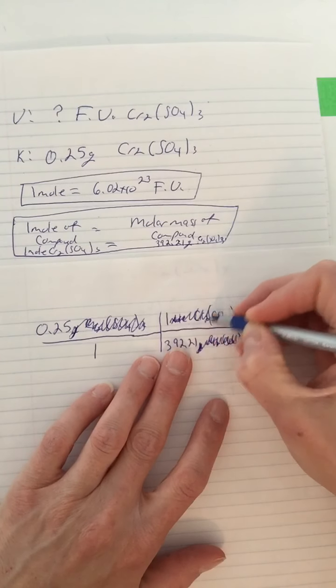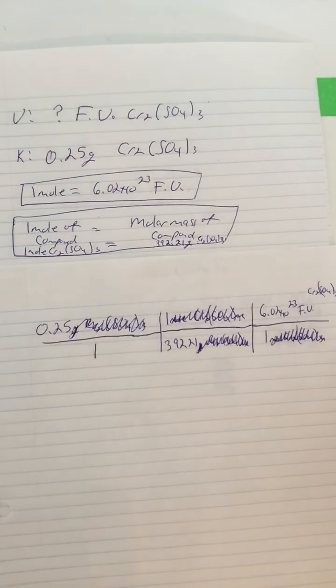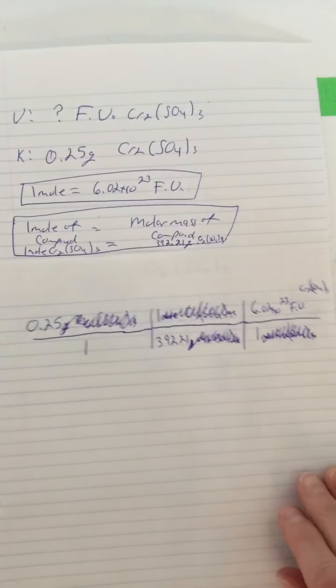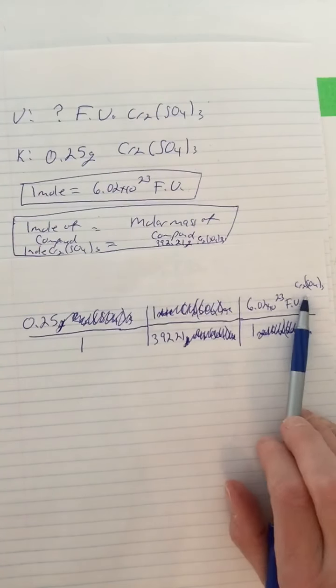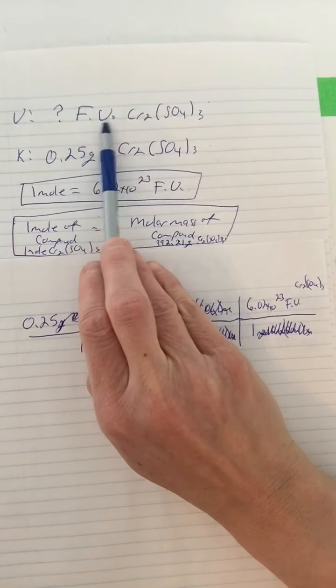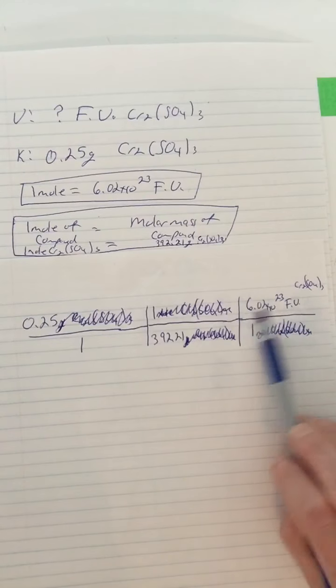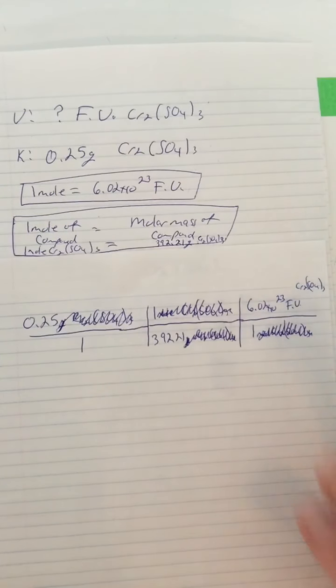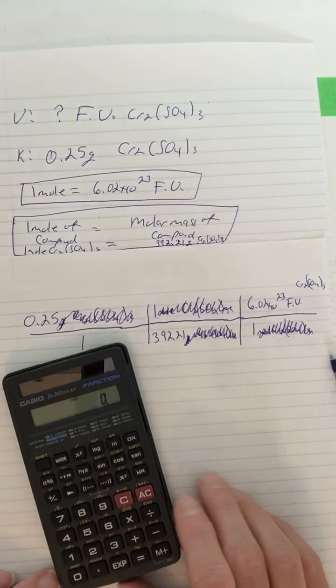Moles of Cr2(SO4)3, one's on the top, one's on the bottom. They get to divide out. So this is looking really good. I only have numbers left and 1 unit. 1 unit was the one I was looking for: formula units of Cr2(SO4)3. So now all I have to do is the math. Let me show you how to do the math, because that part's hard too.